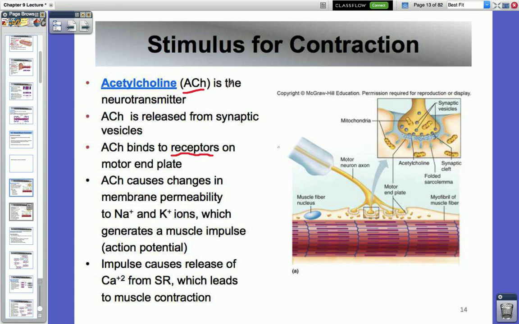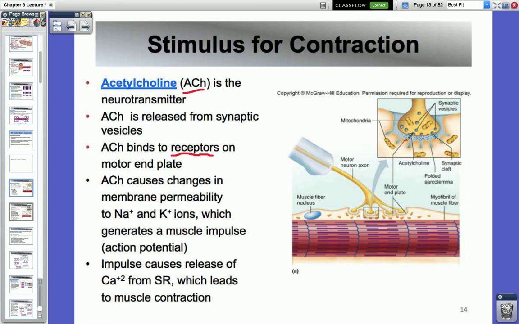So, again, acetylcholine, which is a neurotransmitter carried by synaptic vesicles, is released into the synaptic cleft. They're going to then attach to the receptor on the motor end plate. That receptor will then cause a change in the permeability for sodium and potassium, which will then cause an action potential to happen within the muscle cell.